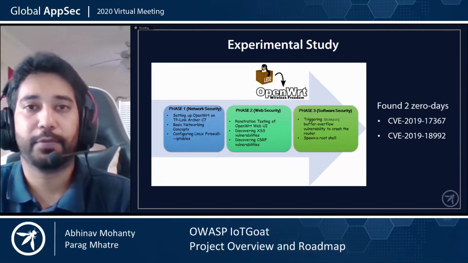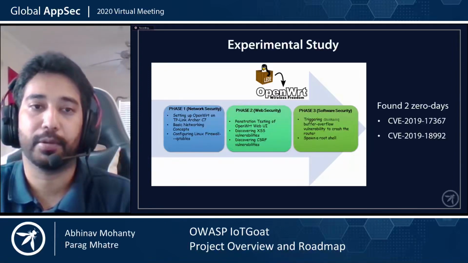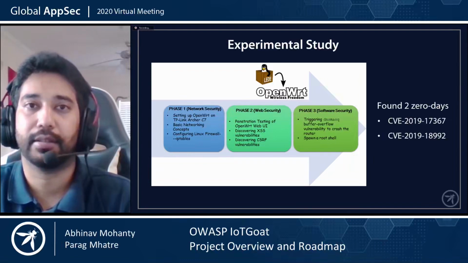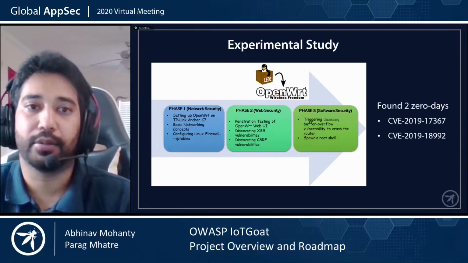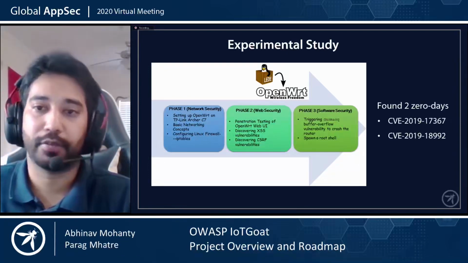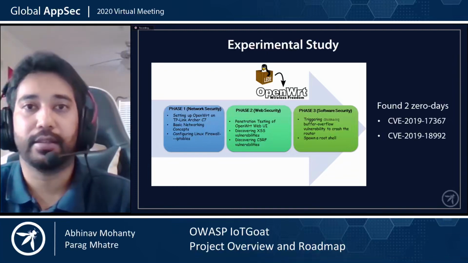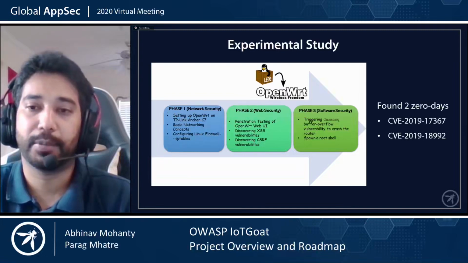The new project was designed to provide hands-on IoT penetration testing skills to the students and was divided into 3 phases. The first phase was network security, in which the students were required to configure IP tables on OpenWRT. IP tables is the standard Linux firewall. In the second phase, the students were divided into groups and were required to do penetration testing of the OpenWRT web UI. The third phase of the project was software security, and in this phase, the students were required to exploit a DNS mask buffer overflow vulnerability and obtain a root shell.